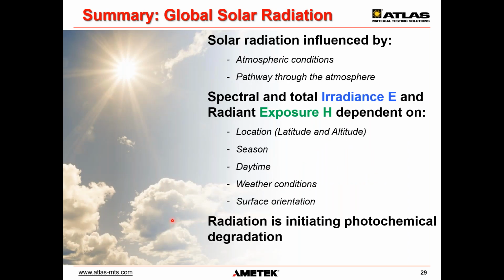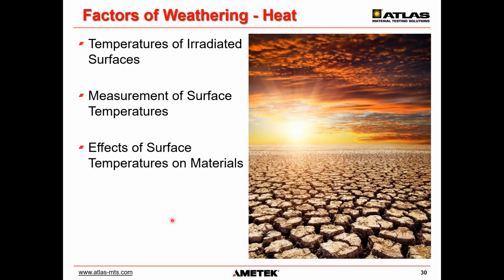To summarize, solar radiation is influenced by the atmospheric conditions, by the pathway through the atmosphere. So it depends on the area you are in, the season, the daytime, the weather conditions, and how the surface is oriented. And solar radiation is actually initiating photochemical degradation, which leads us to the second factor of weathering, and it's a little bit shorter than the other one. I might not be completely finished in 15 minutes, but I'll try to be as on time as possible, so maybe 10 past the hour I should be at the end.